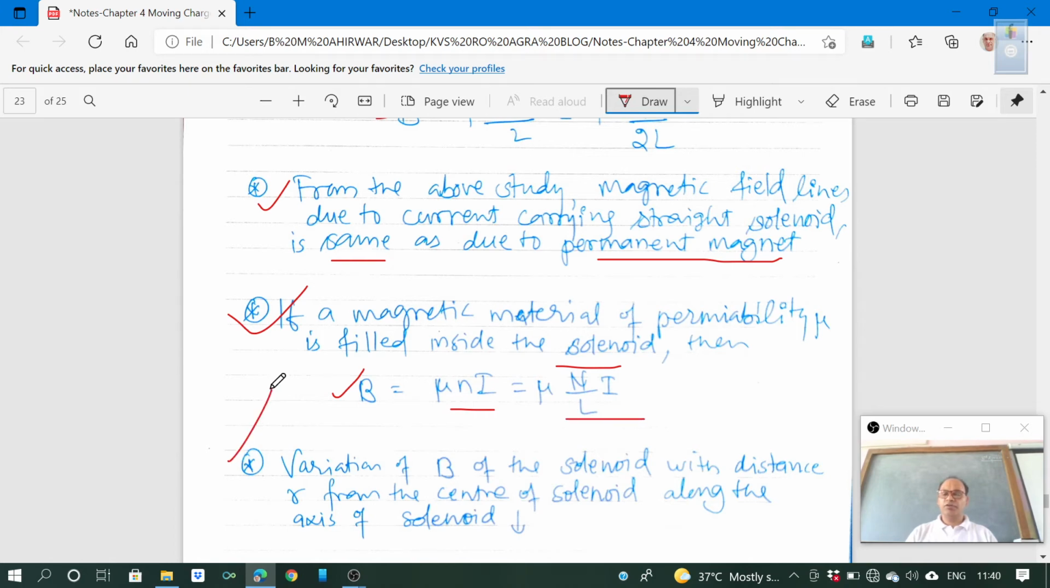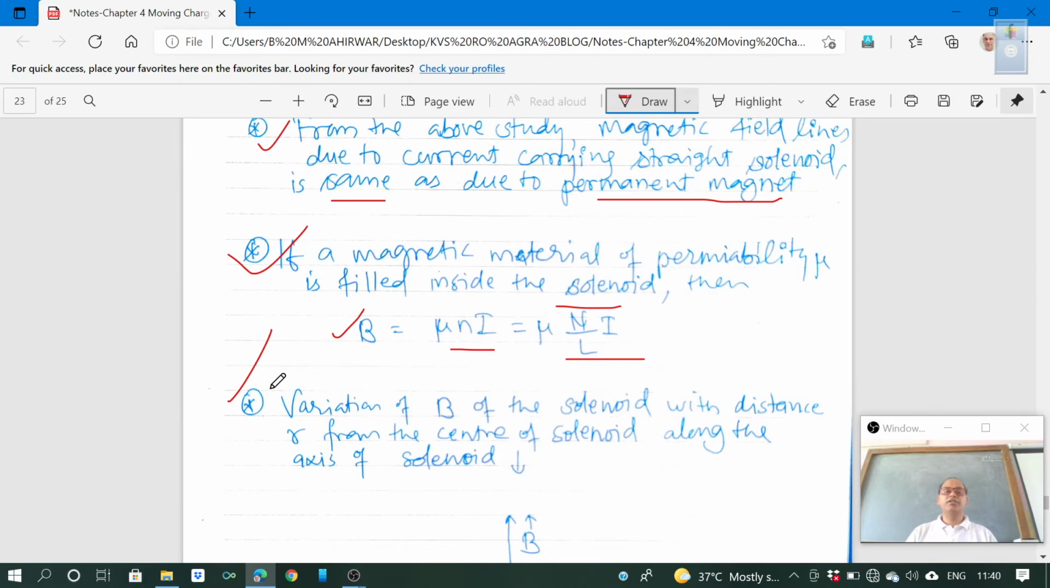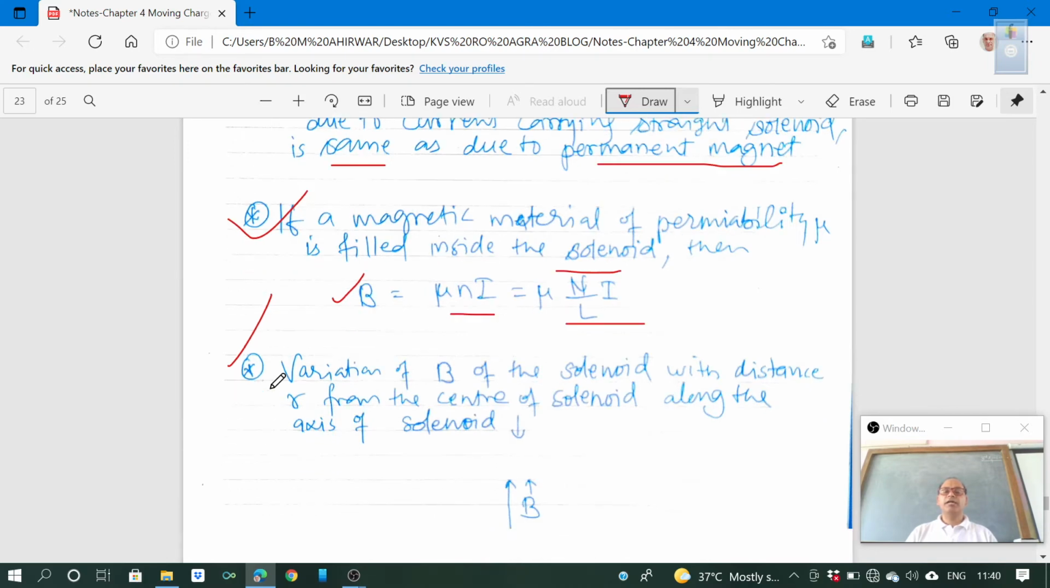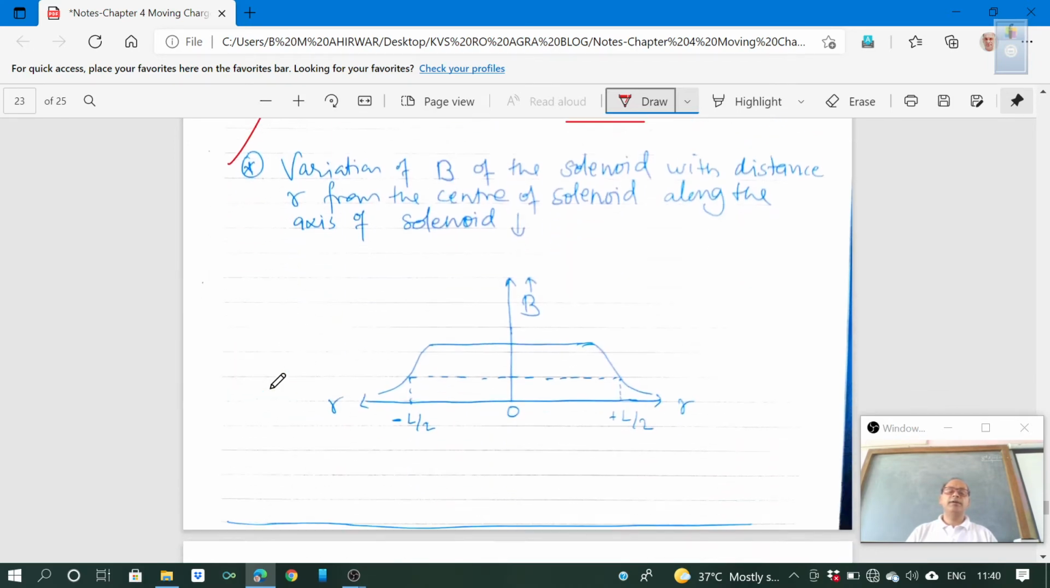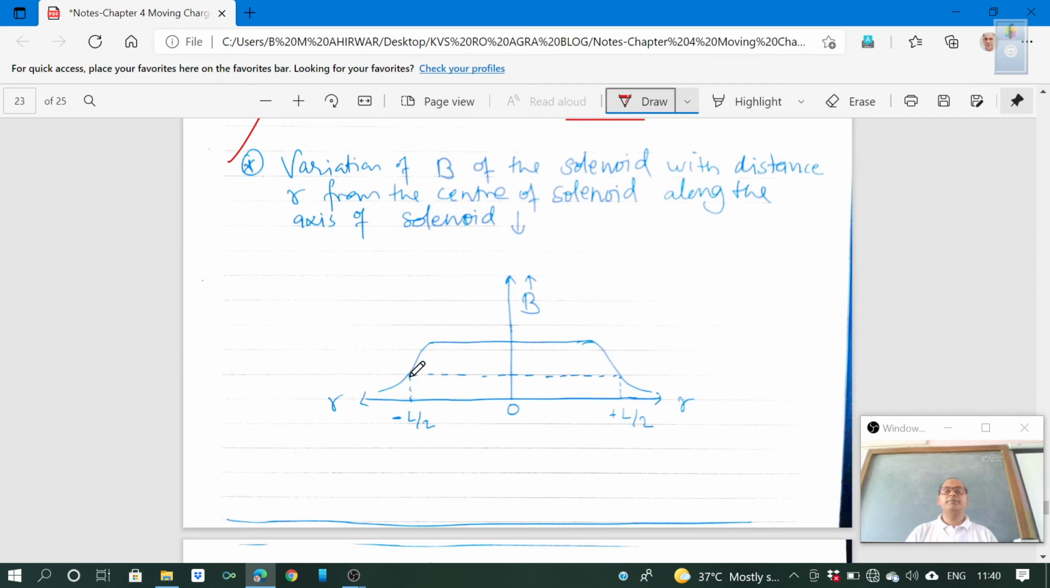And the variation of magnetic field of the solenoid with distance r from the center of the solenoid along the axis is given. So at the end, the magnetic field intensity is half of the full strength of the magnetic field in the interior, or in the middle of the solenoid, while at the end it is just half.